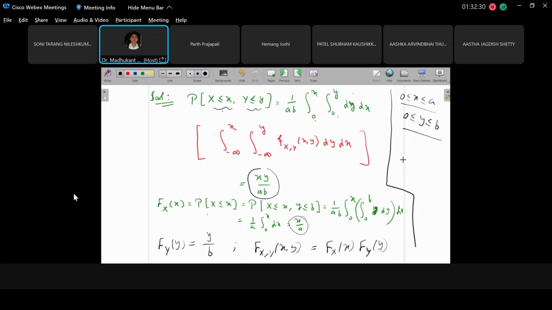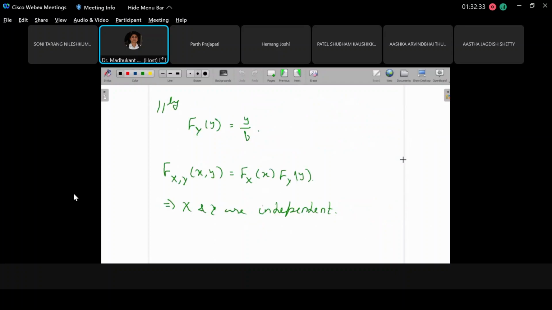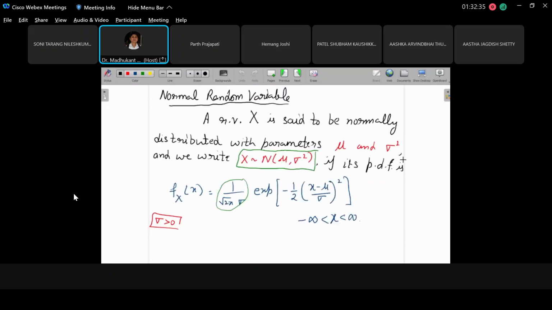Okay, right. Fine. Now, it's a very important random variable which you will see when you go for some advanced topics. This was actually given by De Moivre, when he was doing some experiment with respect to the binomial random variable.